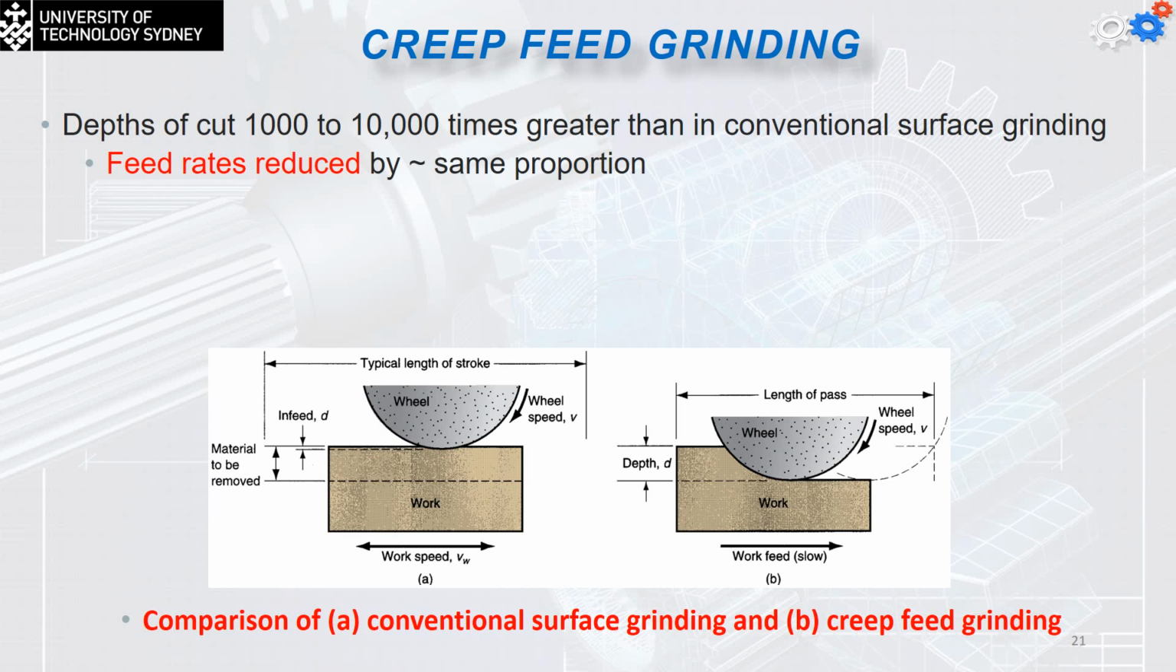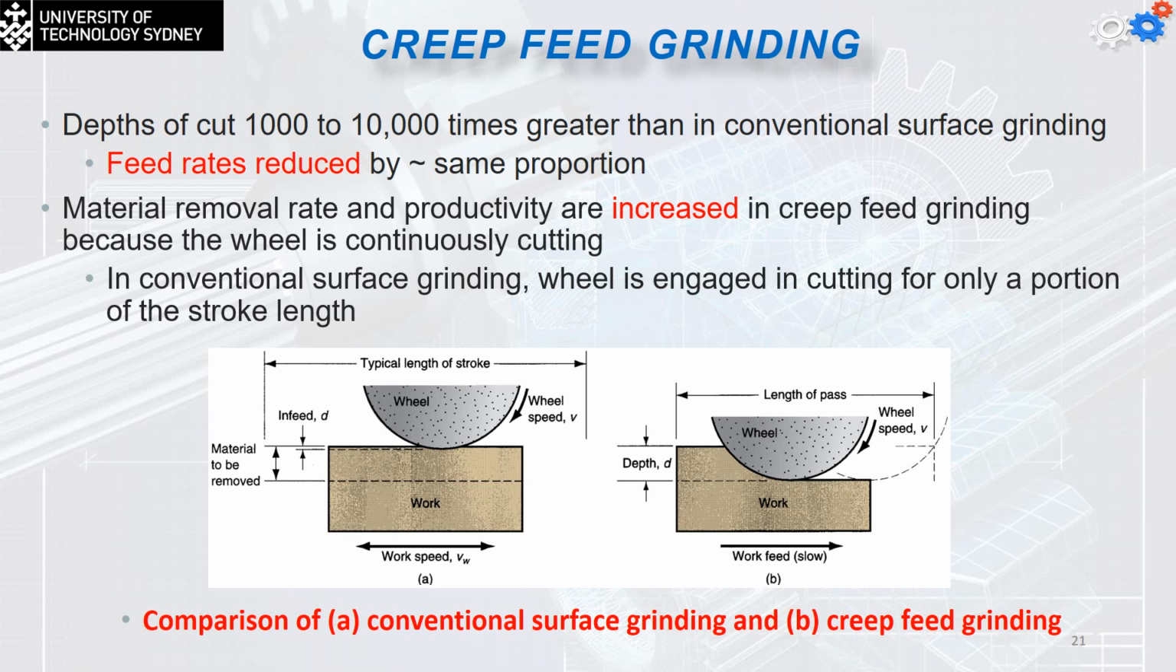We have something called creep feed grinding, where the depth of cut is 1,000 to 10,000 times greater than conventional surface grinding, and the feed rate is reduced by the same proportion. Now you can see the depth of cut we are going to have in creep feed grinding. Actually, we're removing material using the grinding wheel. The material removal rate and the productivity are going to increase in creep feed grinding because the wheel is continuously cutting the material.